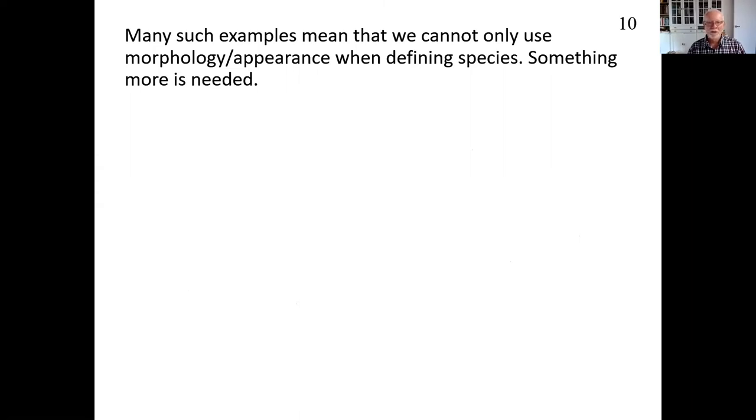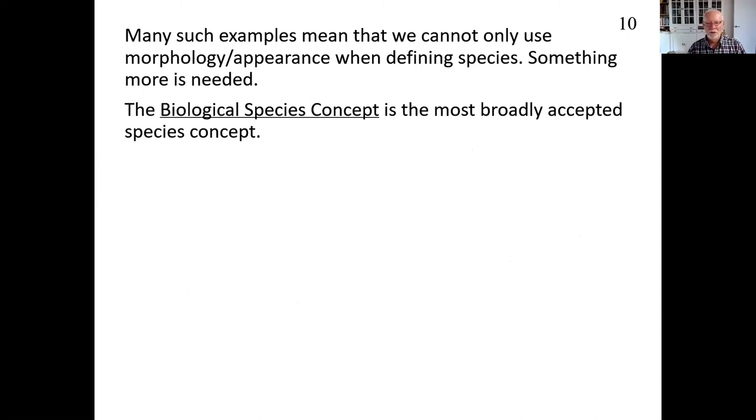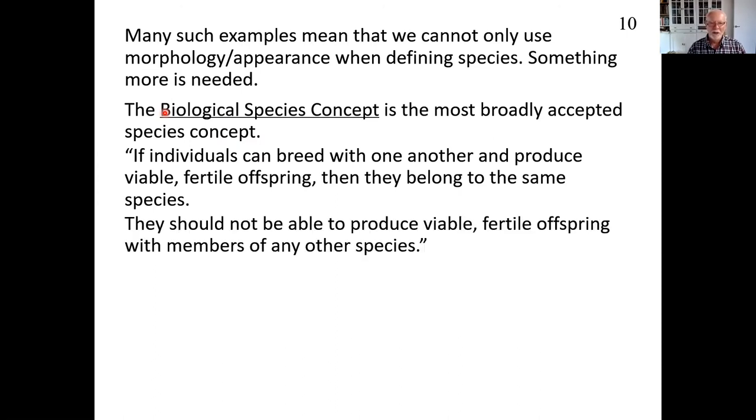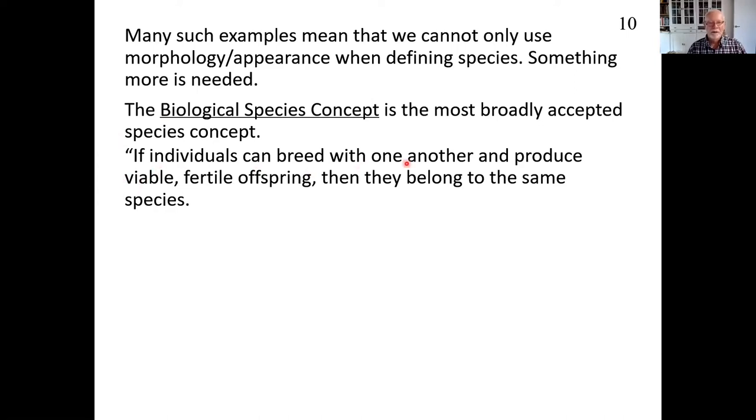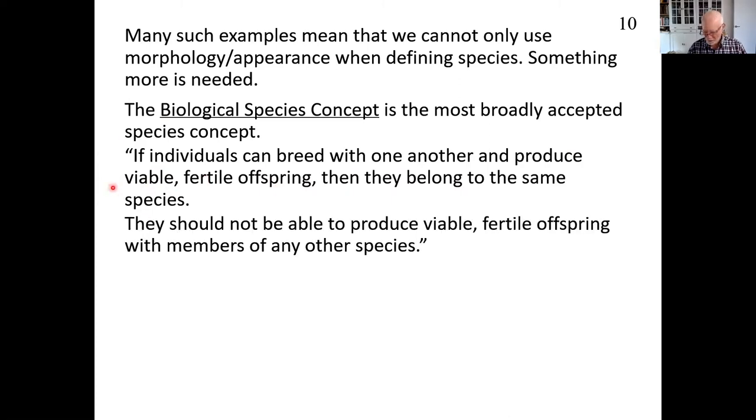Something more than appearance is needed, which leads us to the most commonly used species concept, which is the biological species concept. And this states quite simply that if individuals can breed with one another and produce viable, fertile offspring, then they must belong to the same species. And it follows from that individuals of one species should not be able to produce viable, fertile offspring with members of any other species. So the biological species concept then emphasizes that a species is a group of organisms that can interbreed successfully and produce viable offspring. That is the biological species concept.